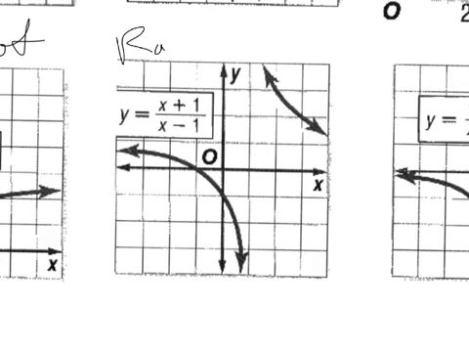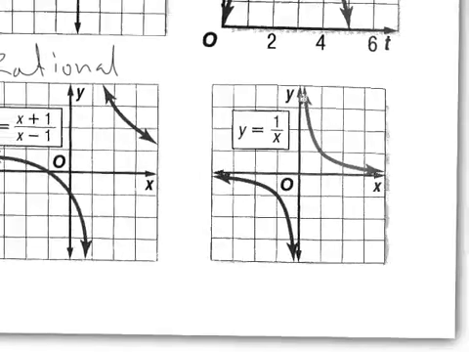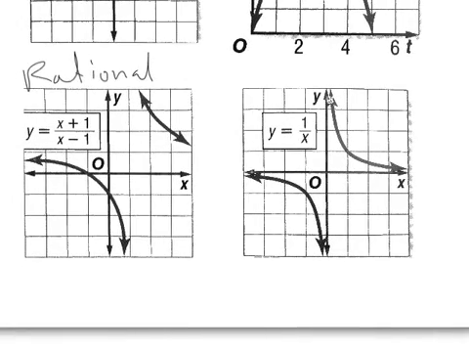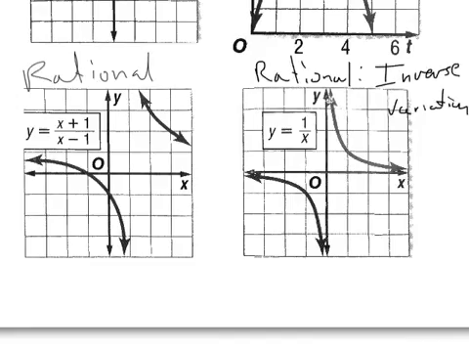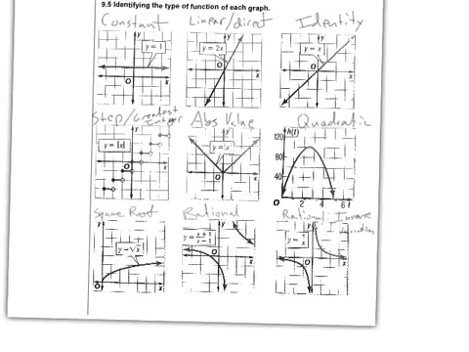This is a rational. That's what we were just learning. And this one is also a rational function, but it's specific when there's just a number over an x. It's a very specific rational function known as an inverse or an inverse variation function. And so we're going to learn more in the next coming lessons about linear and direct variation and inverse variation. Okay, that's it for 9.3 and 9.5.